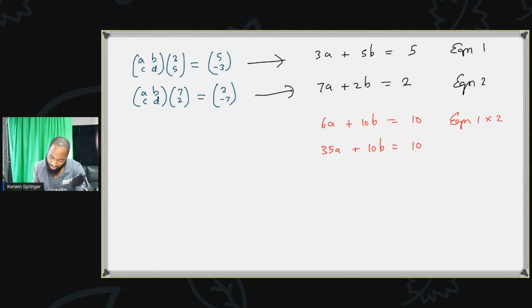What does this mean? This just means a is equal to 0. Then substitute that back there, b is equal to 1. This was really overdoing it.